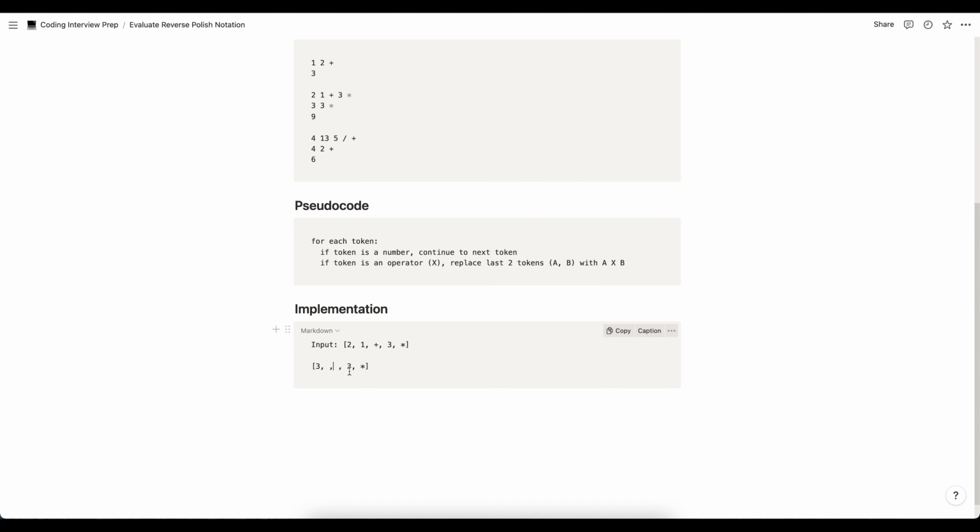Then we see the 3, and then once we see the multiply, we're going to look at I minus 1. Okay, so then that's the 3. But then we still have to iterate through the array, the length of the array, until we find the next number.